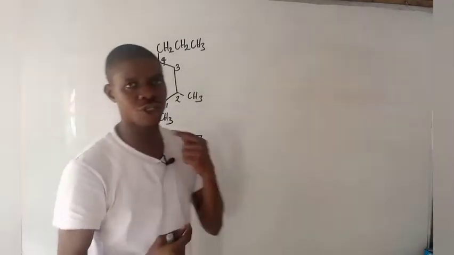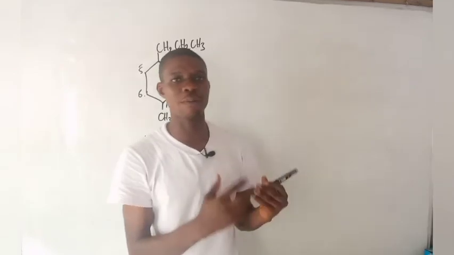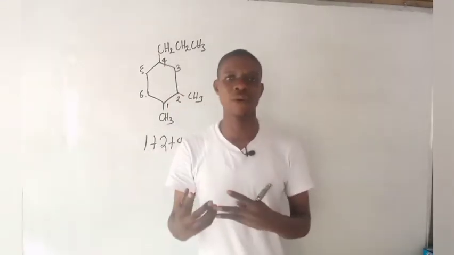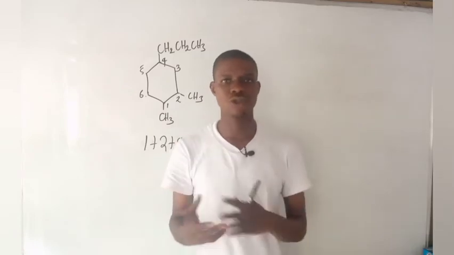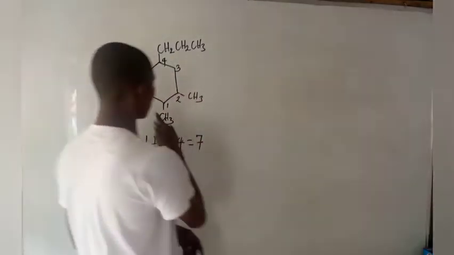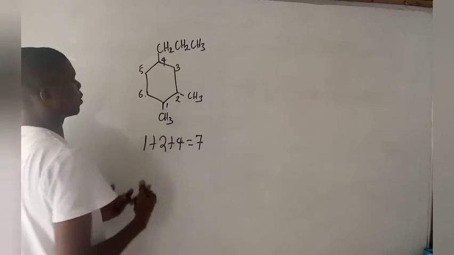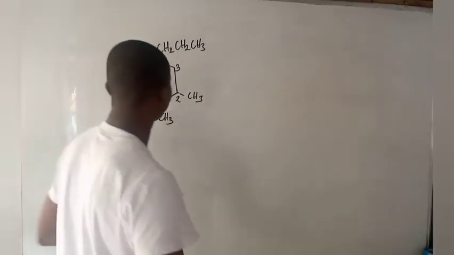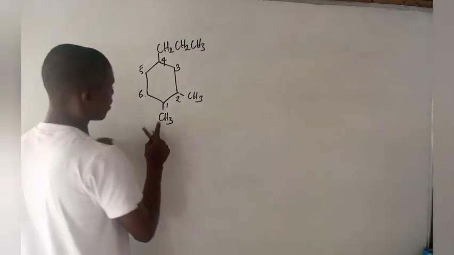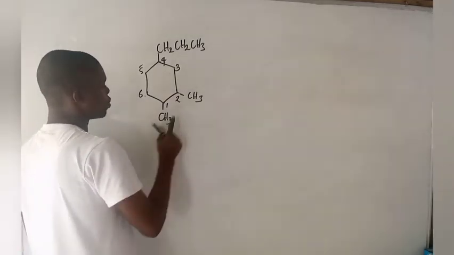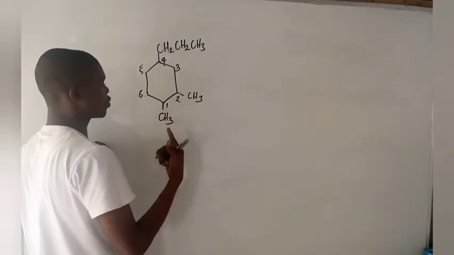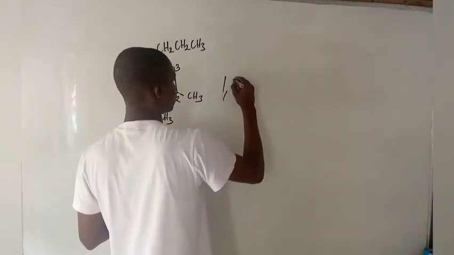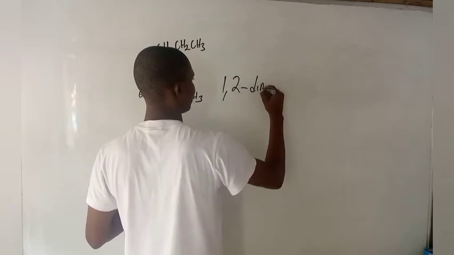Now, whenever you see a compound like this, try as much as possible to number it from different directions to see the one that gives the lowest possible number. Do you get that? So this one will be my lowest possible number. So now let's start naming them. Remember, methyl and methyl: 2 of them are the same substituent, so you are going to use the prefix di. So I'm going to have 1, 2 dimethyl.